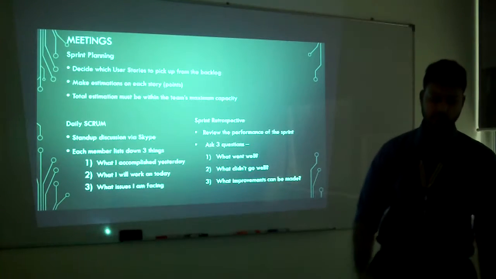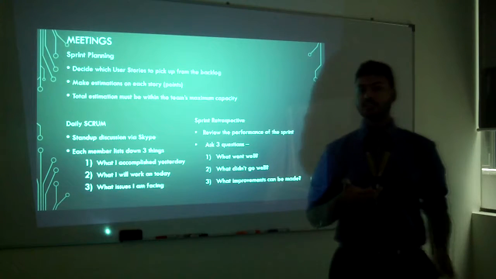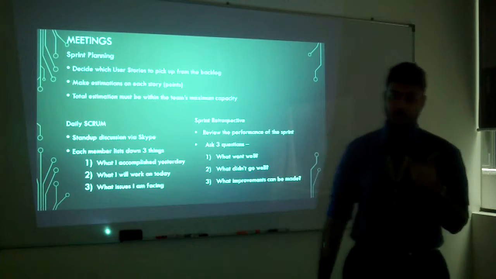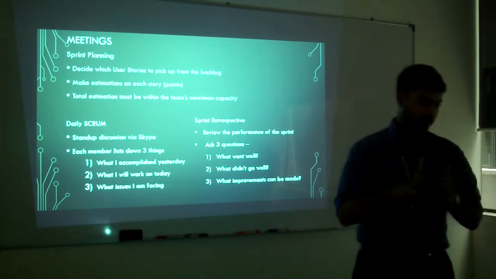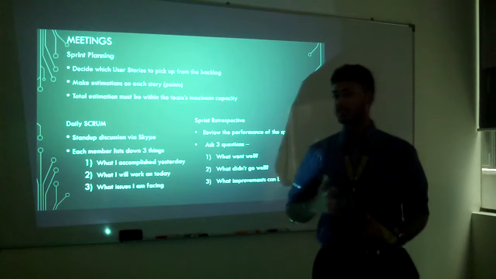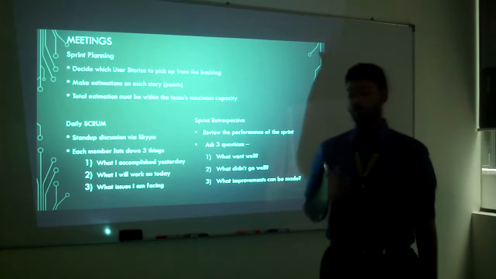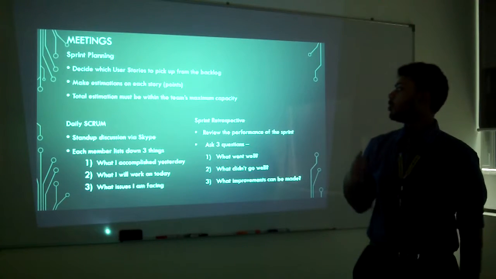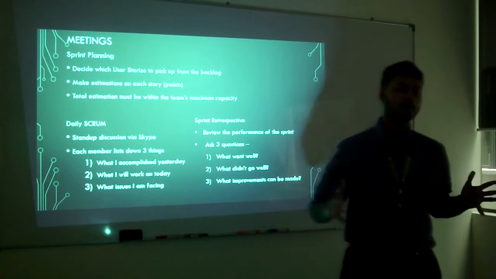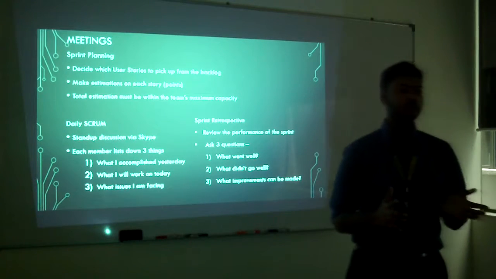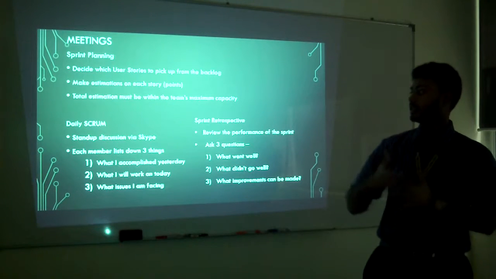So what are the meetings that we follow in Scrum methodology? Typically on the first or second day, we start off with sprint planning. In this, we decide which stories we prioritize to work on for that sprint. We make estimations on story points and decide which ones we're going to work on. We should also note that the total estimation must be within the team's maximum capacity. We don't want a situation where we think we can work on a large number of story points, but end up rushing towards the end. That is not good for the product. So that is on the first and second day.